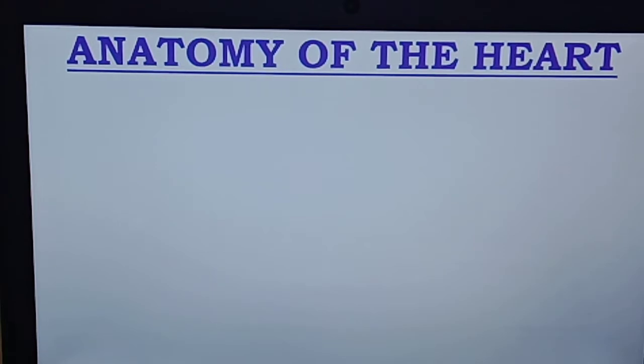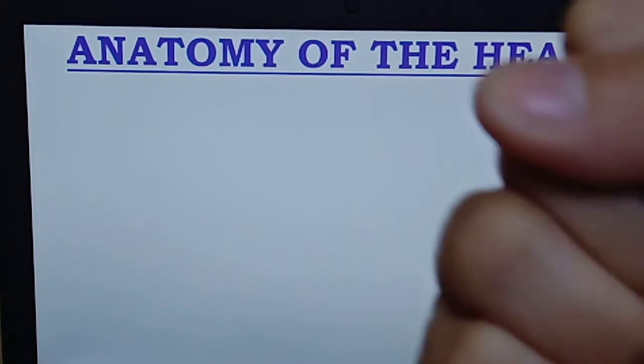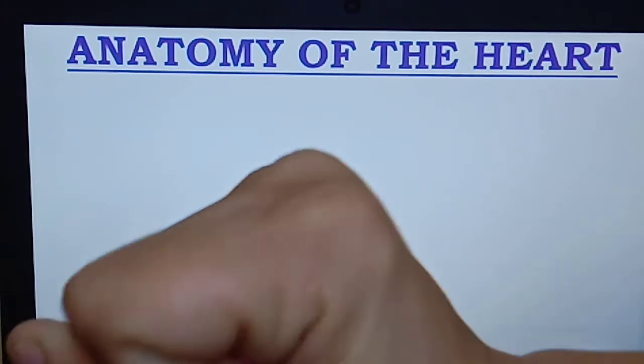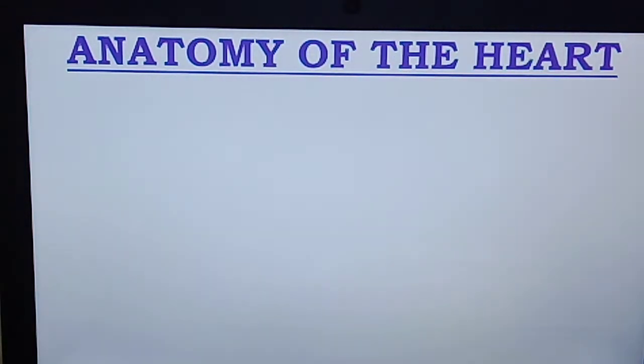The anatomy of the heart. If you want to know the size of your heart, just look at your fist, just like mine. So this is the size of my heart. Our heart beats an average of 70 times per minute. Our heart is a muscular pump located between our lungs.